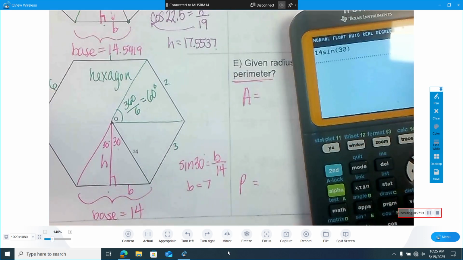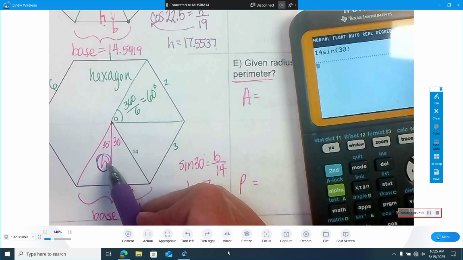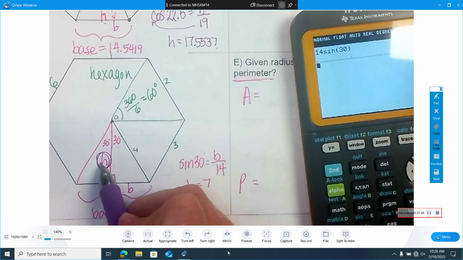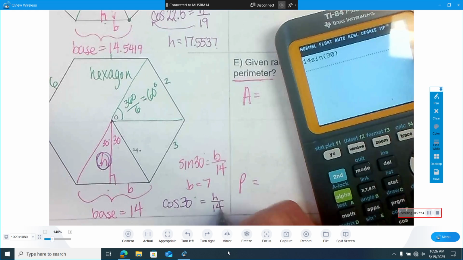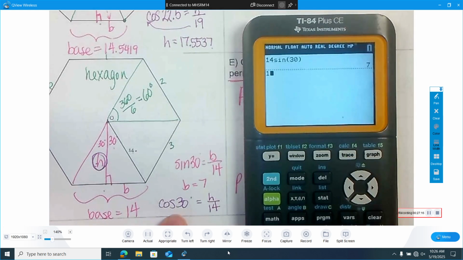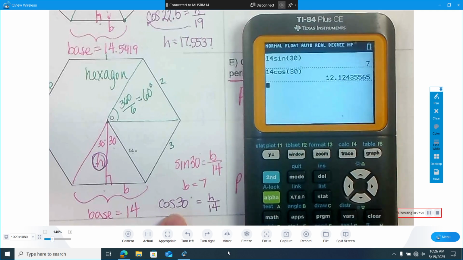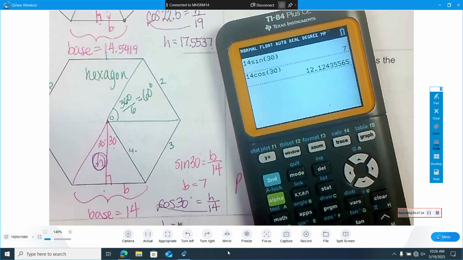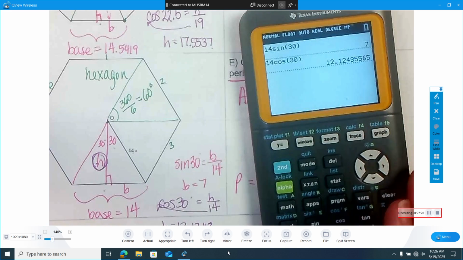That was easy. And then to figure out the height, we're going to use cosine. Cosine of 30 degrees is adjacent over hypotenuse. That's going to be h over 14. And so 14 times the cosine of 30. Multiplying that 14 over, we get 12.1243 for the height.